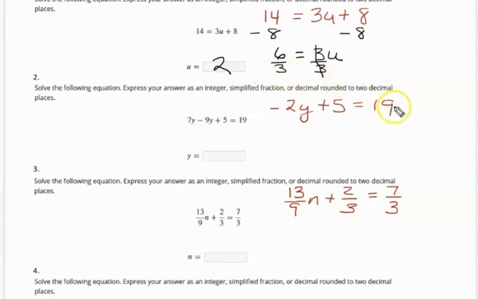All right, let's work on number 2. You're going to subtract 5. You get a negative 2y equals 14. Going to divide both sides, being careful of the signs, by negative 2. Here the numerical coefficients cancel out, become a 1. y equals negative 7.